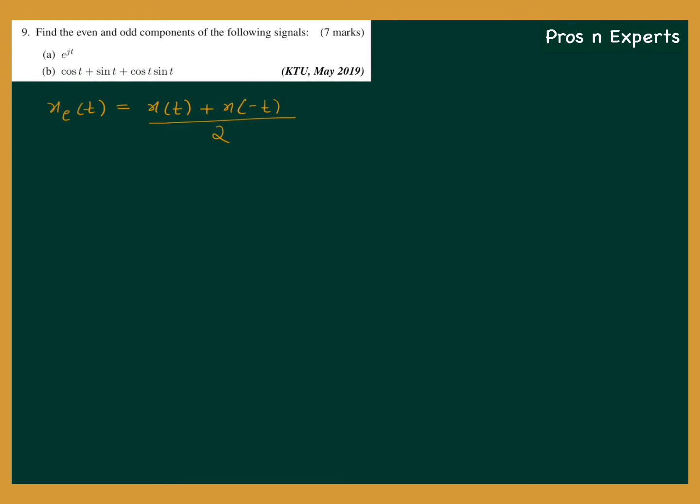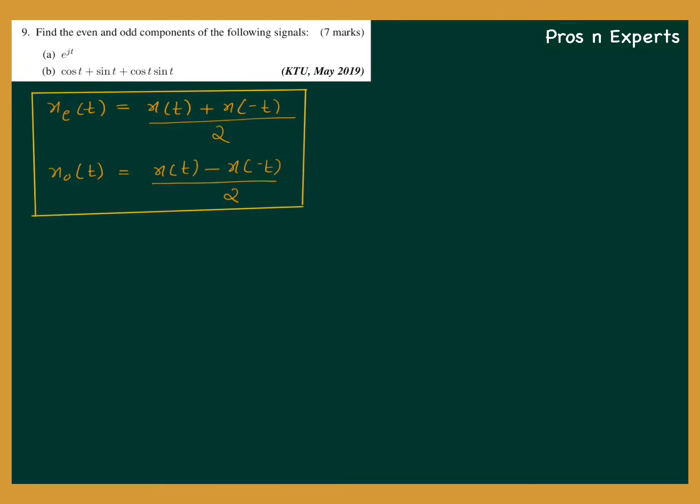This is how you find the even component of a signal. Similarly, the odd component of that signal is x of t minus x of minus t, the whole divided by 2. You need to be very thorough with these results, and it will be very simple if you are thorough with them. Now let's find the first problem.